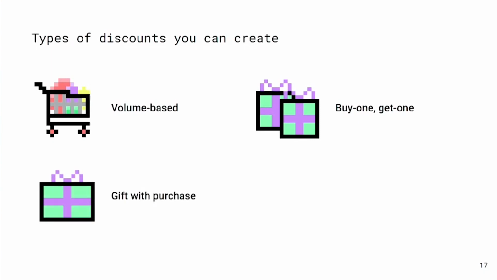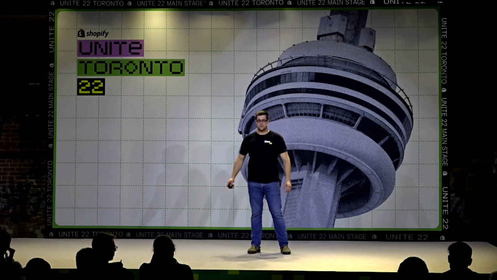Third, I've seen folks with gift with purchase discount created. And before you take that picture, I'll put up the fourth one, tier discounts. There you go. All right, so let's dive in.